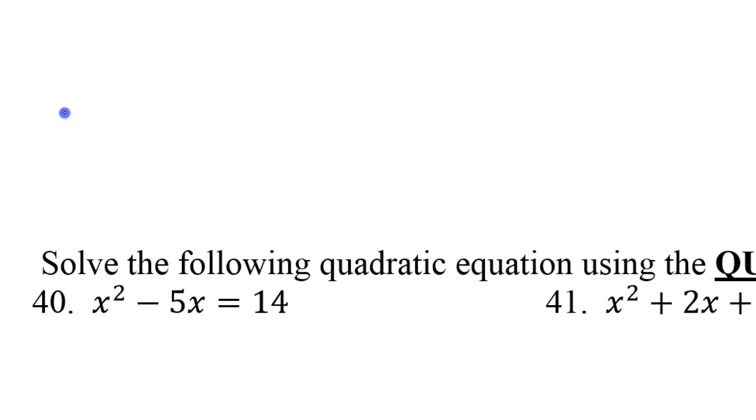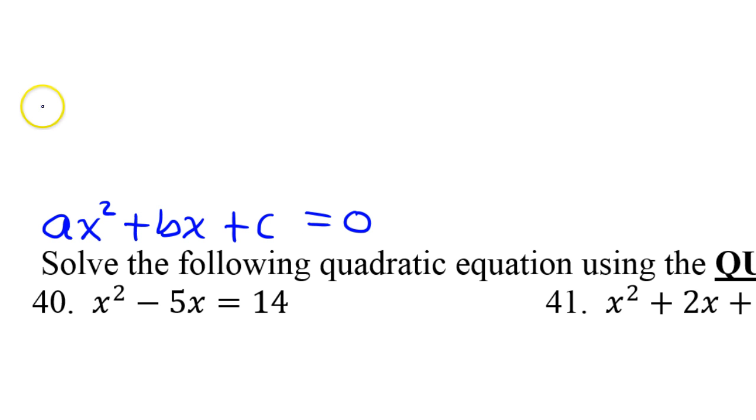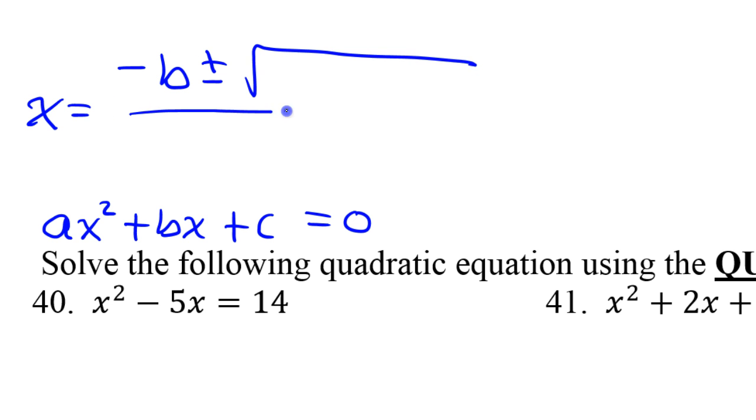It goes like this. If we have an equation of the form ax squared plus bx plus c equals 0, the quadratic formula says x is equal to the opposite of b plus or minus the square root of b squared minus 4ac, all over 2a.